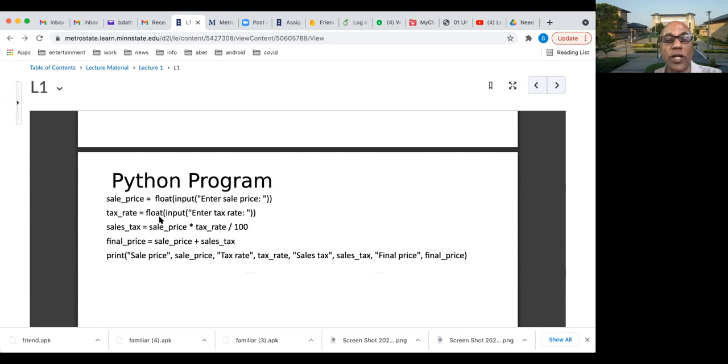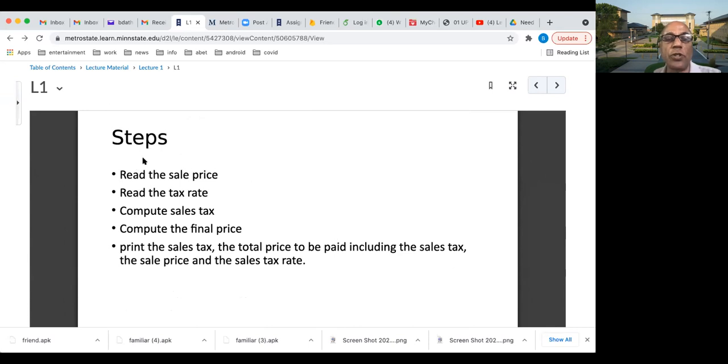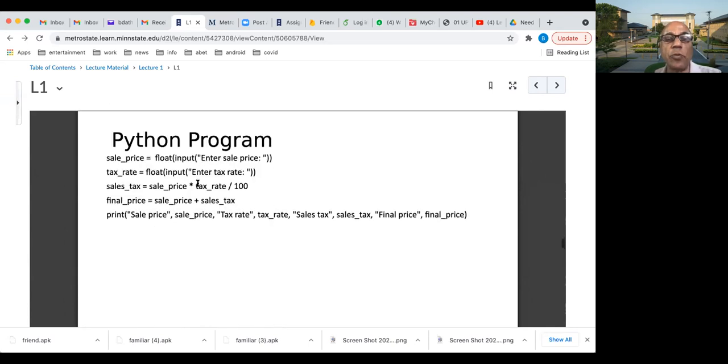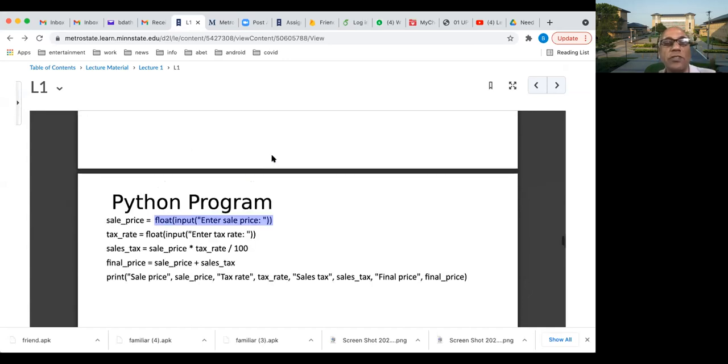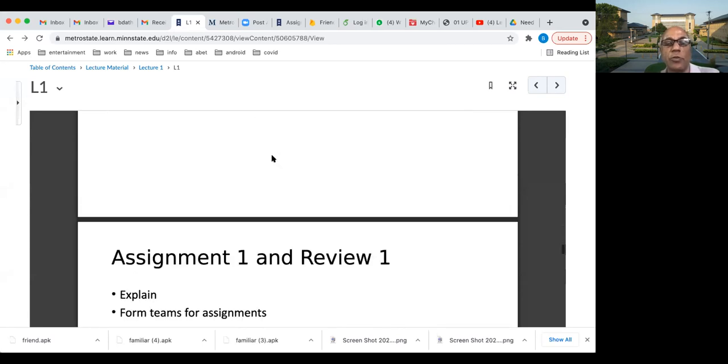So this is what it would look like. These instructions would look like this after they are written in Python. So this stuff, which looks more English than anything else, would be translated into a language called Python, which would look like this. Some of it looks like algebra, right? Sales tax equals sales price times tax rate divided by 100, or final price equals sale price plus sales tax. But something like this looks totally mysterious, and it is, right? But we will be worrying about it next week. Don't worry about it today. Just wanted to give you a sense of where we are headed.